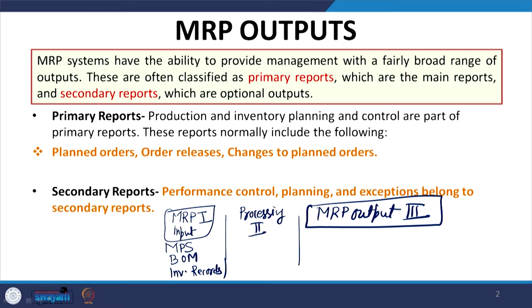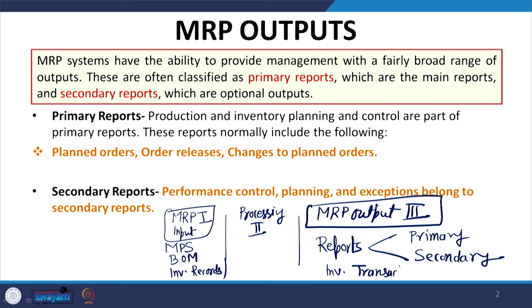Now, in the MRP output we create reports, and reports can be primary and secondary, and we also create reports of inventory transactions. These reports of inventory transactions are fed to the inventory records, so that they again become part of our processing. So, this is how the complete system of MRP is understood.